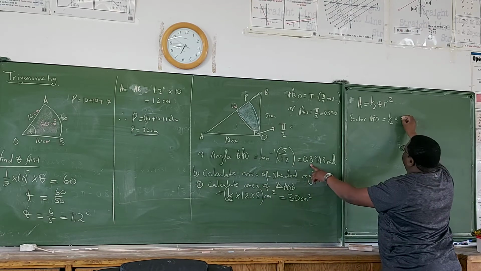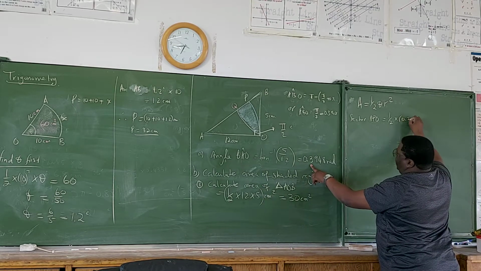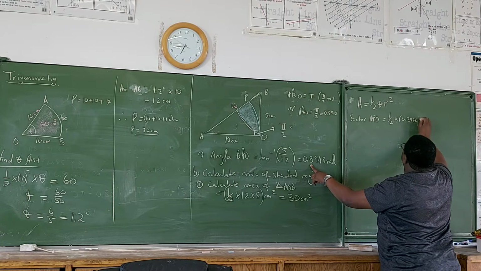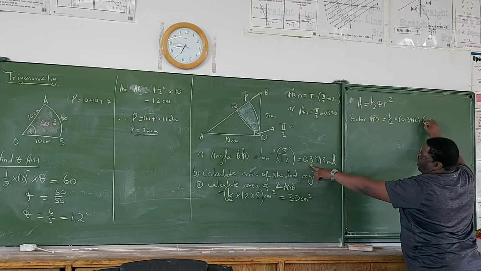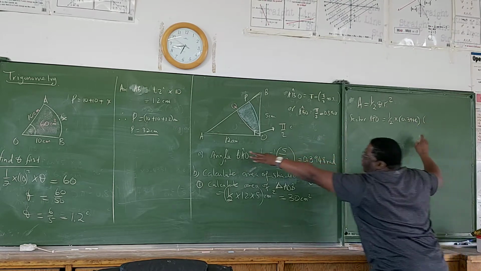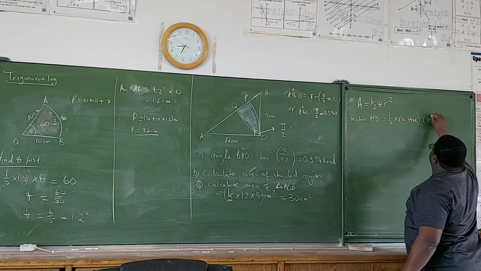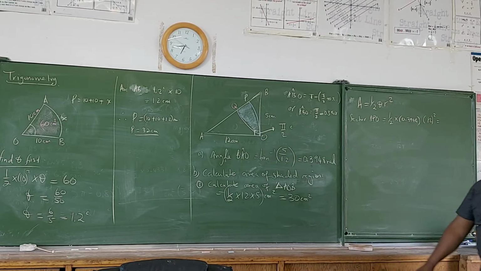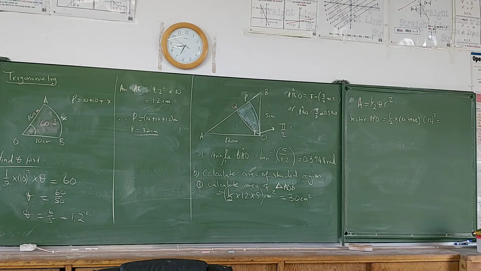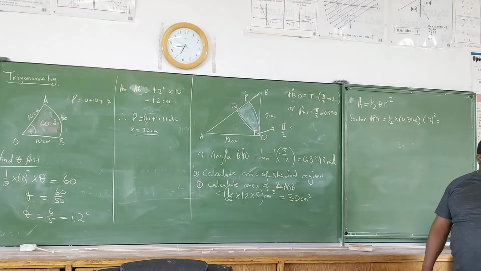So that angle here is 0.3948 radians times the radius, which is, what is the radius? It's 12. Give me that answer please to 4 decimal places. Because we're not done. So you can't go start rounding. Okay?